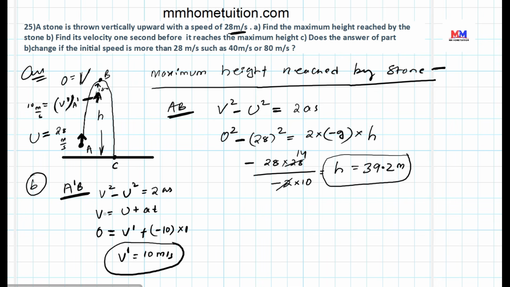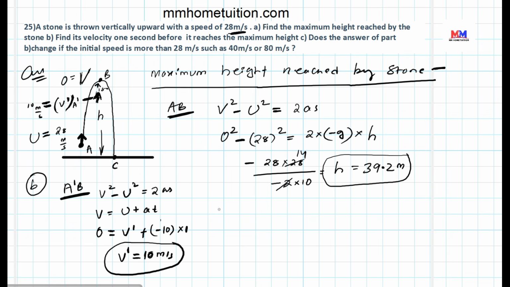So V equals U plus AT. At the highest point, speed is 0. So 0 equals V dash plus AT. So A is minus 10, into 1 second. So V dash equals how much? V dash equals 10 meters per second. That is V dash.